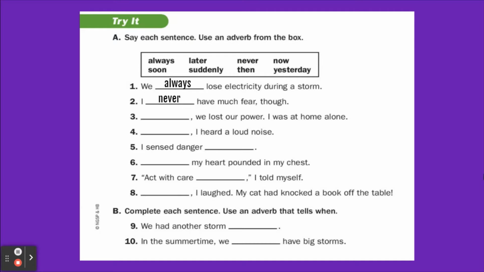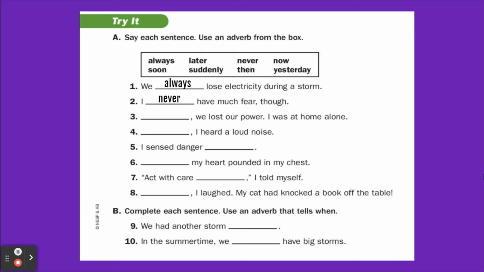Okay, never. Yes, I never have much fear though. Okay, let's go ahead and read it together. I never have much fear though. So it means I don't have, right? So never is modifying the verb have, right? You guys seeing it? Okay.